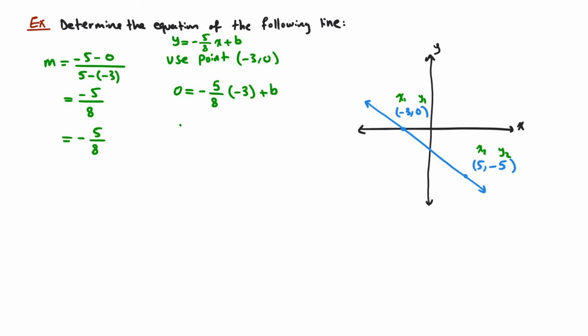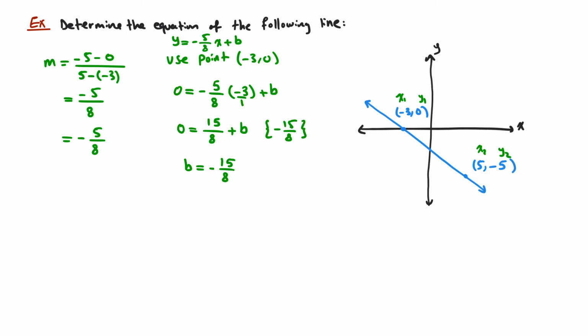Once I have this, I know that 0 is equal to negative 5 over 8 times negative 3. Two negatives cancel out to give me a positive, and this is the same as 3 over 1. So numerators multiplied by each other gives me 15, and the denominator is 8 times 1 gives me 8, plus b. Now I have to solve for b, and I have to do that by subtracting 15 over 8 from both sides. So I will get b is equal to negative 15 over 8.